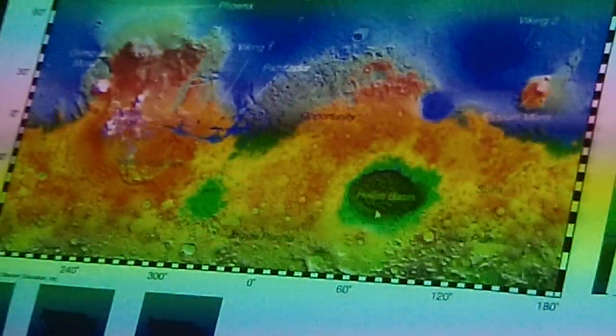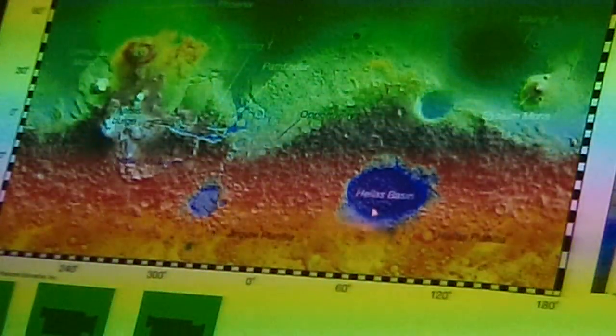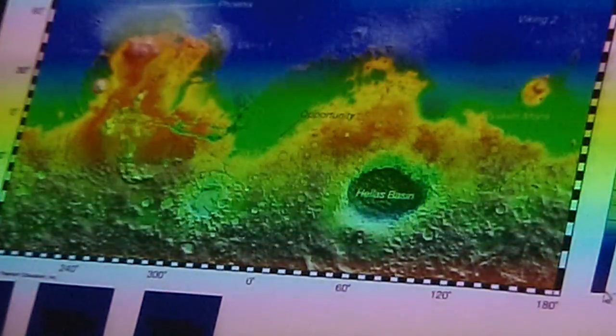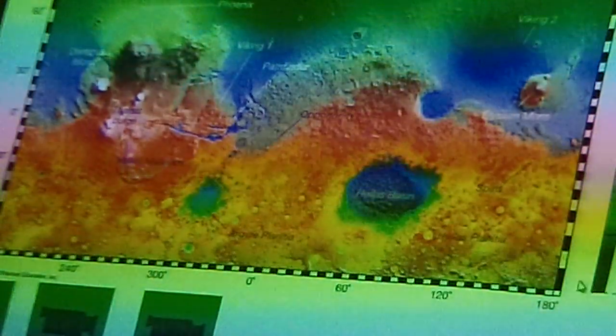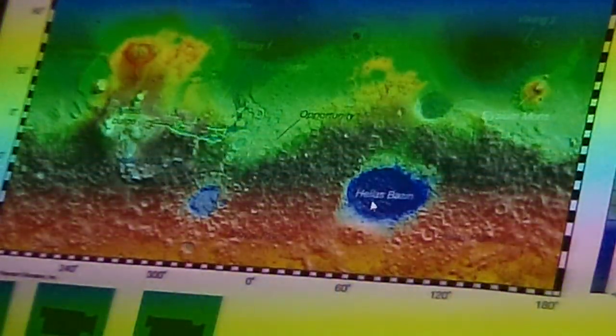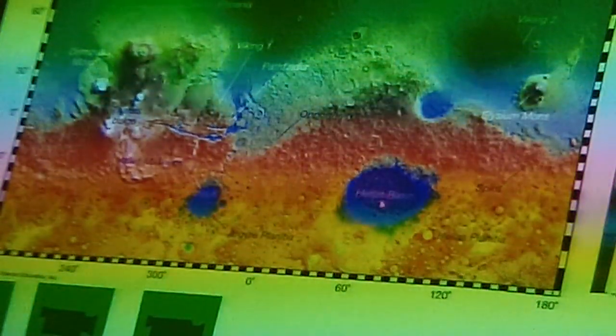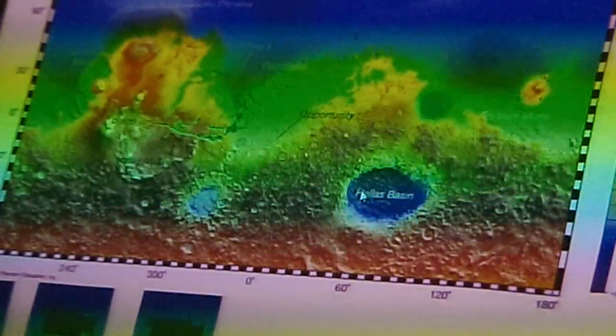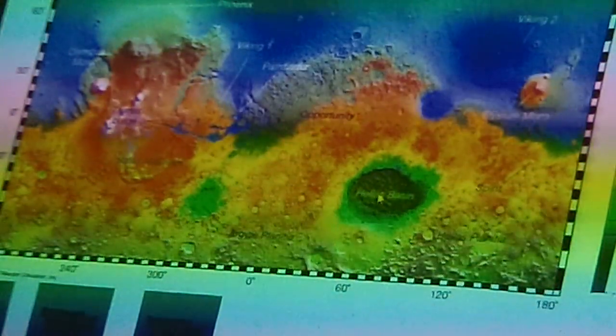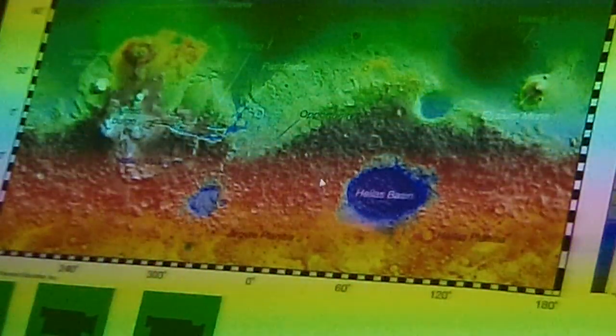Blue means real deep. 8 kilometers deep, the Hellas Basin is. That's like 4 or 5 miles. I don't know. 8 kilometers. Less than that. 3 miles. 4 miles. Is anybody a runner?